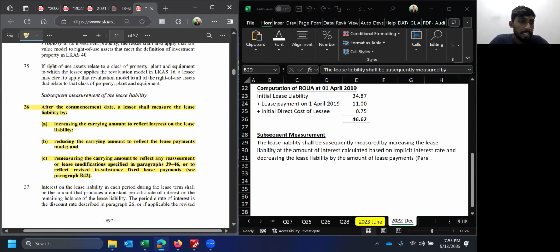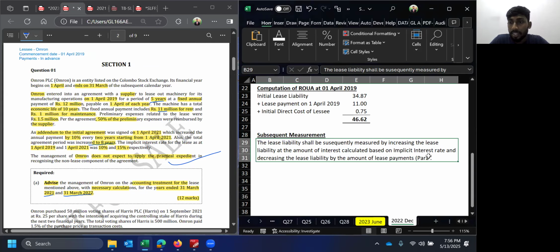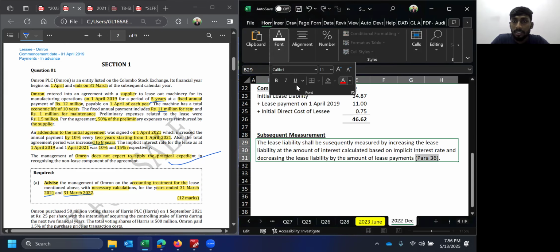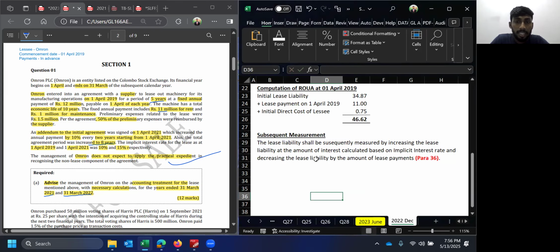Exactly. Paragraph number 36. So you can even give the reference. Paragraph 36. Okay, done. Then the right of use asset.